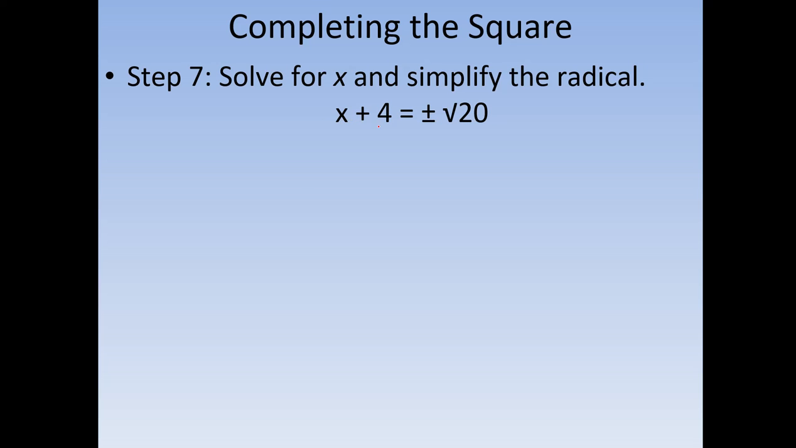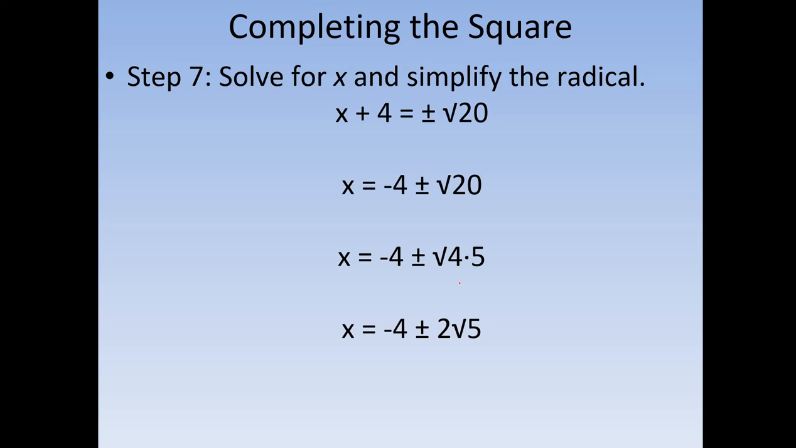So solving this, we subtract the 4 over to the other side. So we get x equals negative 4 plus or minus radical 20. We can simplify this by rewriting it as 4 times 5. 4 is the largest perfect square, and radical 4 is 2, so this is rewritten as negative 4 plus or minus 2 rad 5. And then my solution set will be negative 4 minus 2 rad 5, and negative 4 plus 2 rad 5.